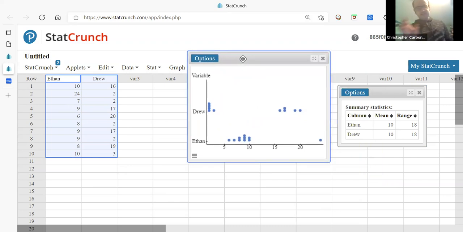And we could see kind of what's going on down here. Drew has two clusters of data, a little bit here on the left, a bit more here on the right. Ethan though has one main cluster, and then one outlier, we could call it, all the way at the end. That means even though the two have the same range, how dispersed they are is a little bit varied in this case. So let us talk about that.